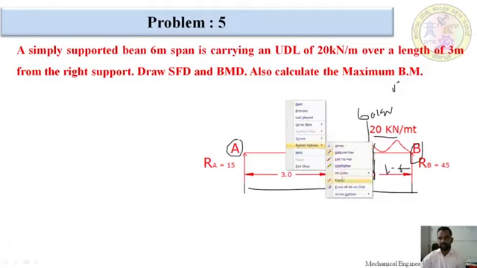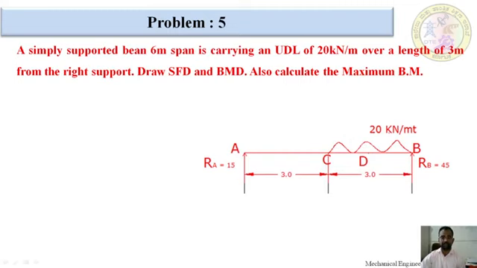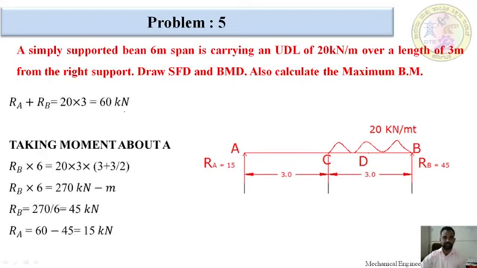Before starting with the shear force calculation and bending moment calculation, we have to calculate the RA value and RB value. Firstly, I am going to consider only the forces. Here are the forces. Upward force, as we previously discussed, is RA plus RB. Downward force would be 20 into 3, because we have to convert the UDL into point load. This UDL into distance is equal to 60. Total load applied on the beam is 60 kilonewton.